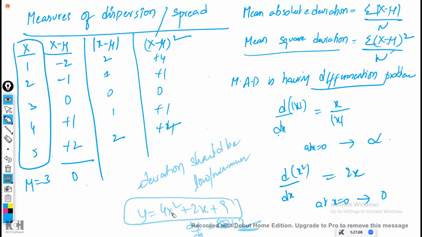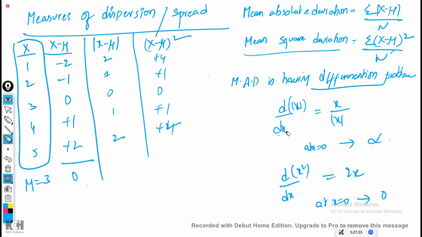If you go with -1, 4 minus 2 plus 9: 4 minus 2 is 2, 2 plus 9 is 11. So if you try all the different values, the minimum value you are going to get is only 2 for this given equation. You can't get lower than that. So for any data set, for any equation, if you want the minimum value, we have to do dy by dx. Now, if your y variable, whatever the equation is, consists of mod, you are going to have the infinite.